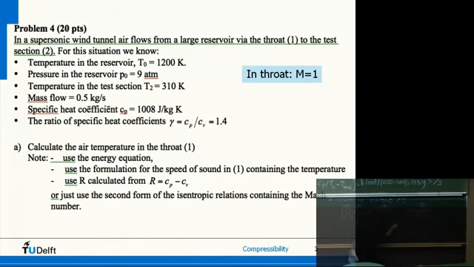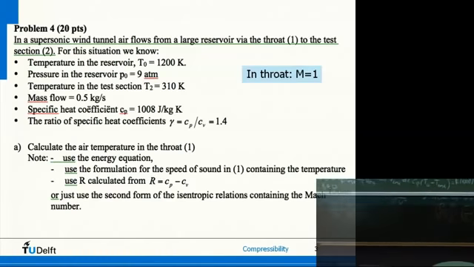Then rho 0 is equal to the pressure, 9 atmospheres, so 9 times 1.01 times 10 to the power 5, divided by R, 288, times the temperature in the reservoir, 1200. So then we find the density in the reservoir to be 2.64 kilograms per meter cubed. So we know rho 0, and we know the others. Now it's just working our way through the equation. So rho star is equal to rho 0 divided by T0 over T star to the power 1 over gamma minus 1.